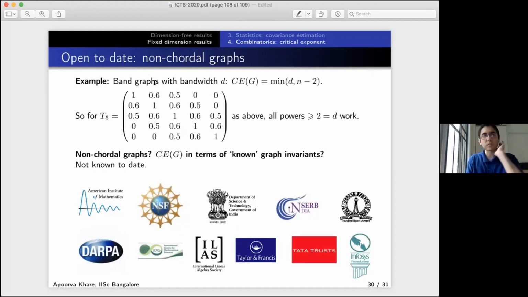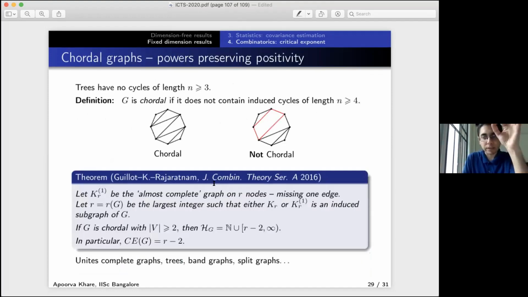So in particular, this was a banded graph matrix. These zeros are according to a banded graph, for which you can now compute the critical exponent, and that turns out to be 2. So instead of the 3 that FitzGerald and Horn gave us, every power bigger than 2 will preserve positivity. Okay, before I tell you the last question, the point of this theorem is the following.